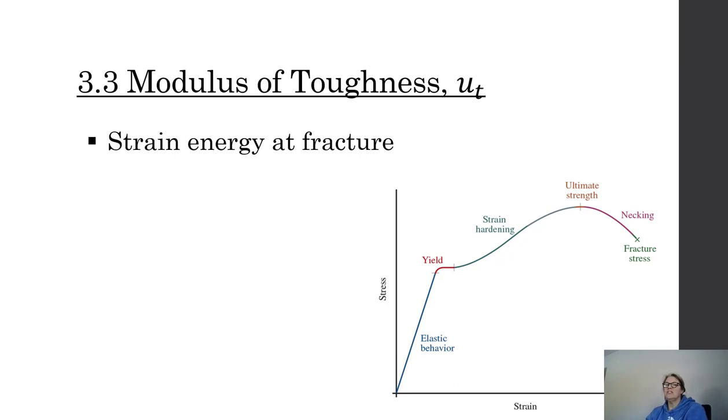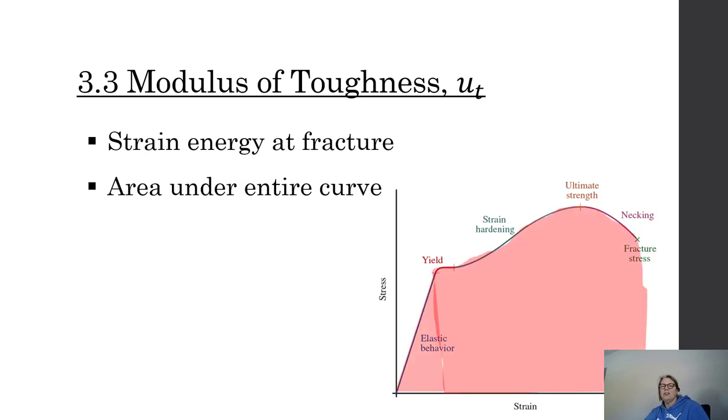Okay. Modulus of toughness. This is the strain energy at fracture. This is all of the energy that can be absorbed before failure occurs. So it is not just the elastic region, but the entire region of the graph. It's the entire area under the curve. That is your modulus of toughness, because you are only so tough until you are not tough enough.